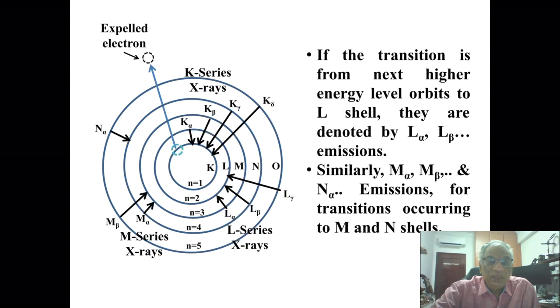If the transition is from next higher energy level orbit to L shell, they are denoted by L alpha, L beta emissions. Similarly, M alpha, M beta emissions and N alpha, N beta emissions. The transitions occurring to M shell or N shell respectively.